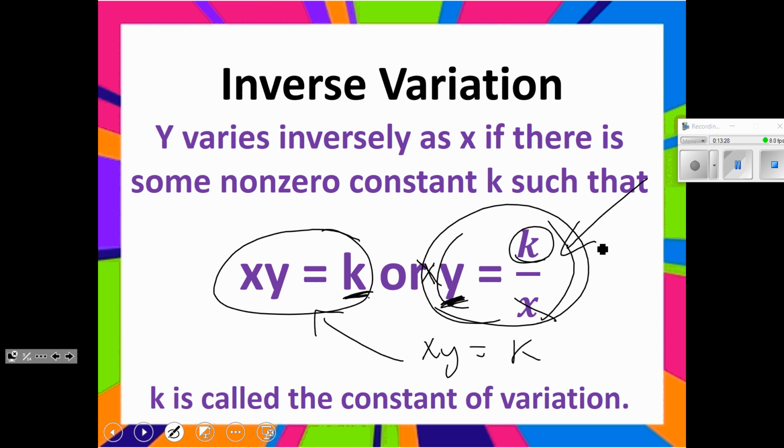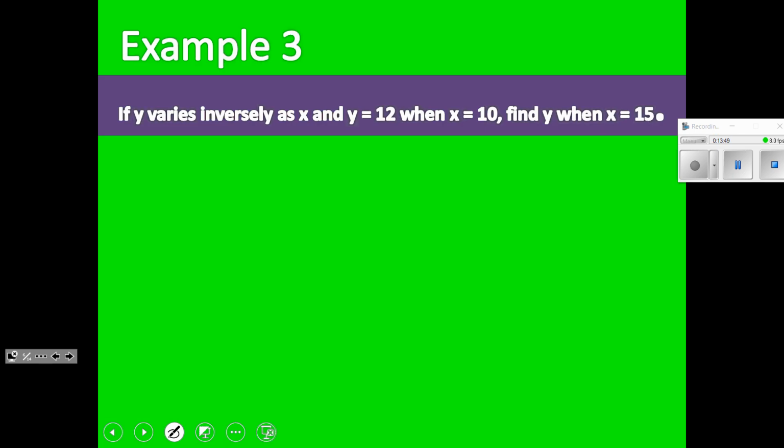So memorize this one. This is the one that I would play off of, okay? This one right here. Direct, k is being times by the x. Inverse, k is being divided by the x. That's how I would memorize it. But then be versatile with it. Be able to flip it around if you need to put it in that form. Okay? So, let's look at example 3.